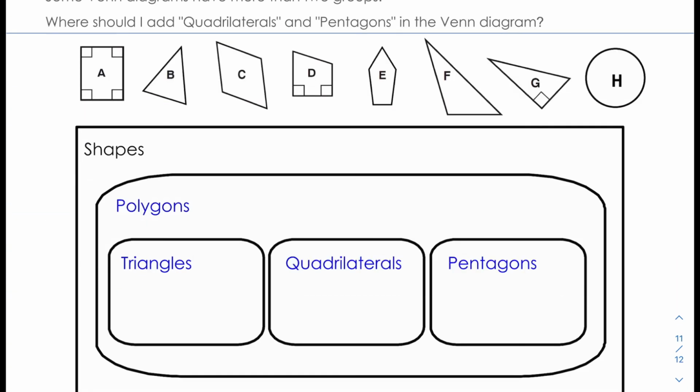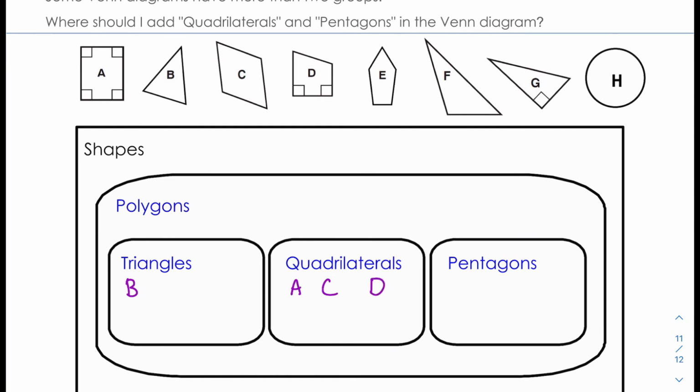And here's a more advanced one. So let's just get started and see where it would fit. A is a polygon and it's a quadrilateral, so it will go in the middle here. B is a polygon and a triangle. C is a polygon and a quadrilateral. D is a polygon and a quadrilateral.